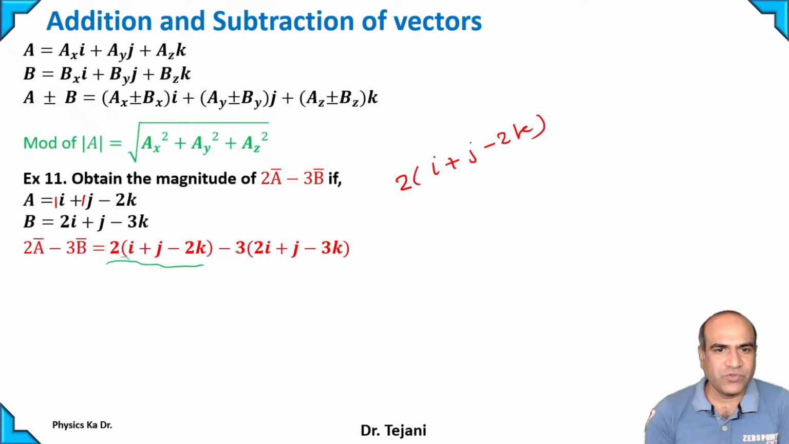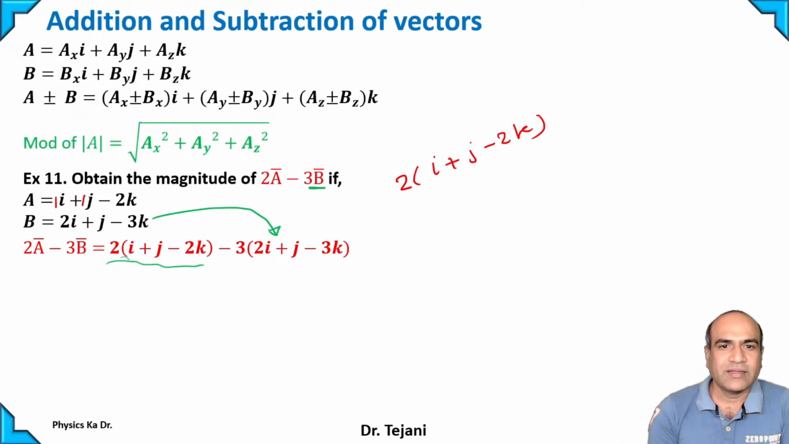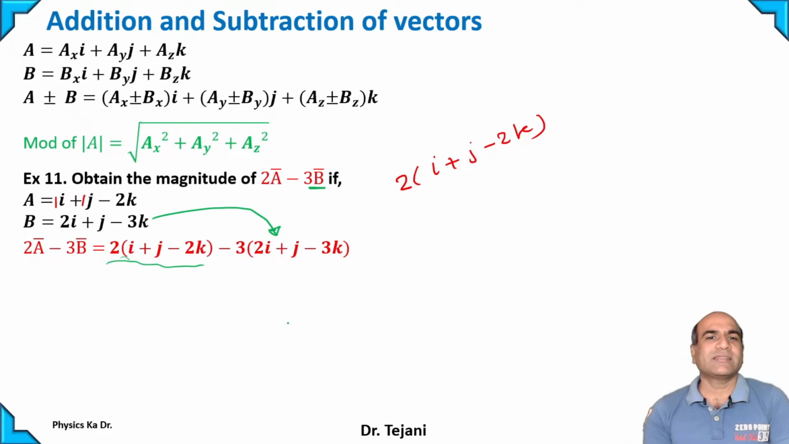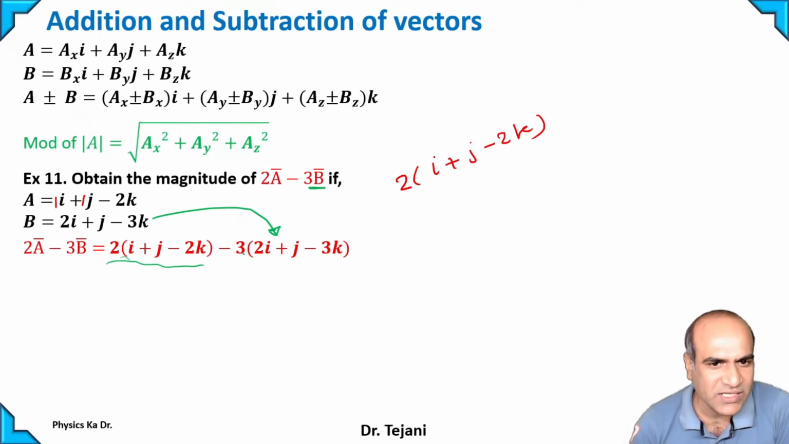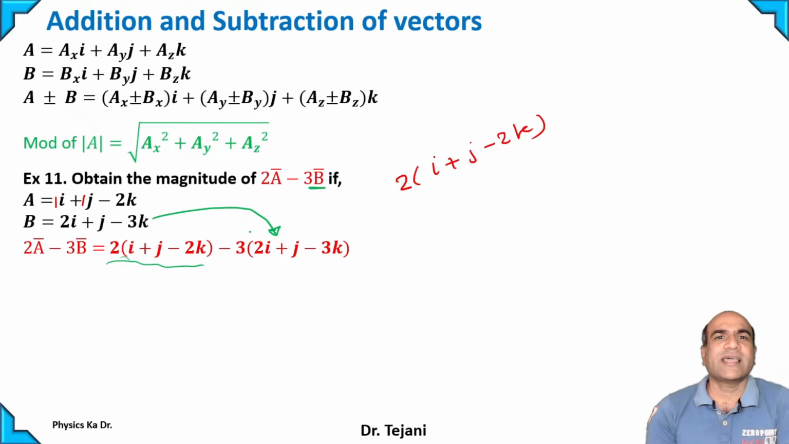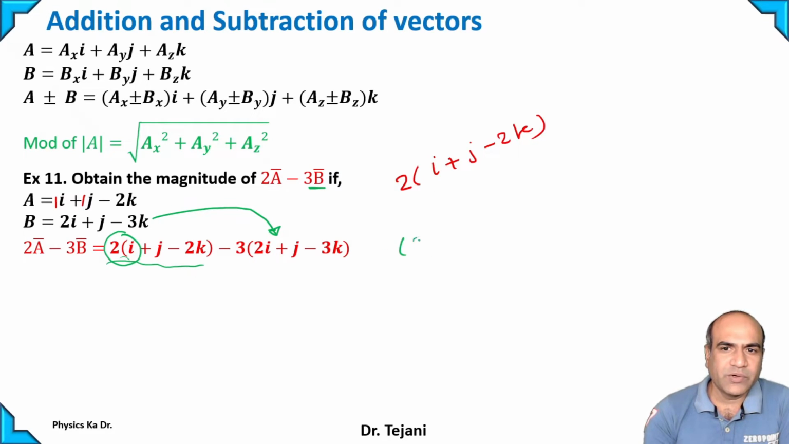minus 3 multiplied by this b put here. And we know that when we multiply a scalar quantity with a vector, you just have a scalar times vector, nothing else. So first one, let's solve i. First one, i portion, this portion. So it becomes 2 minus 6 of i.